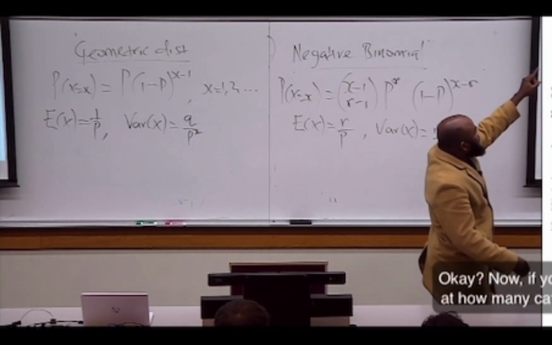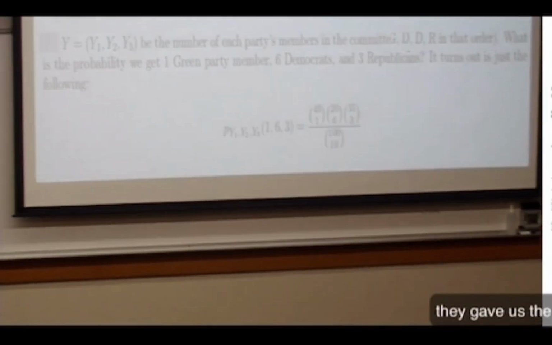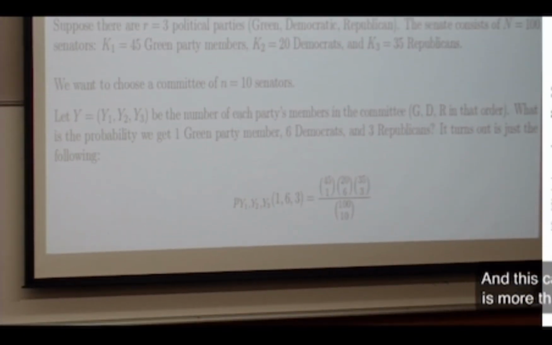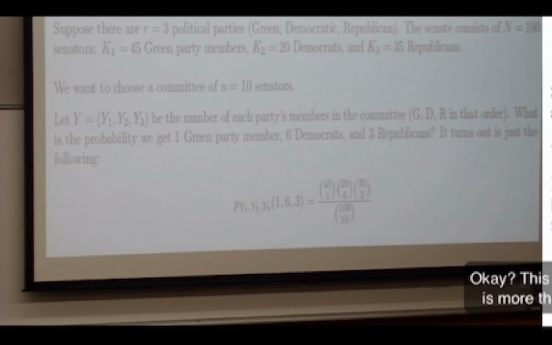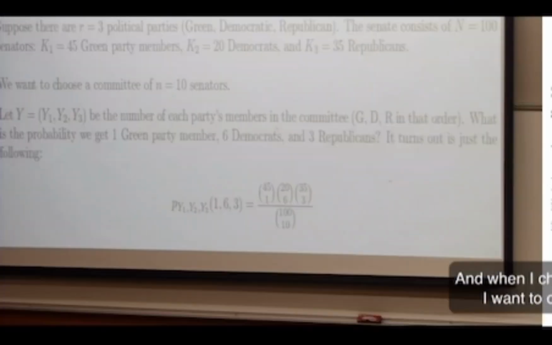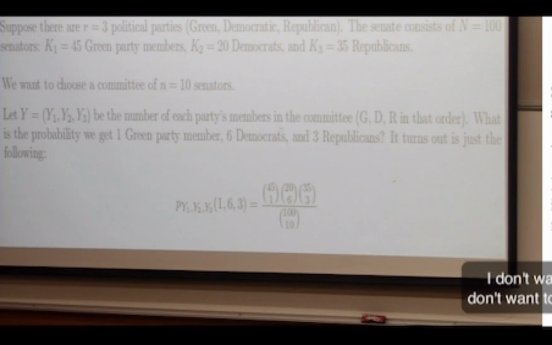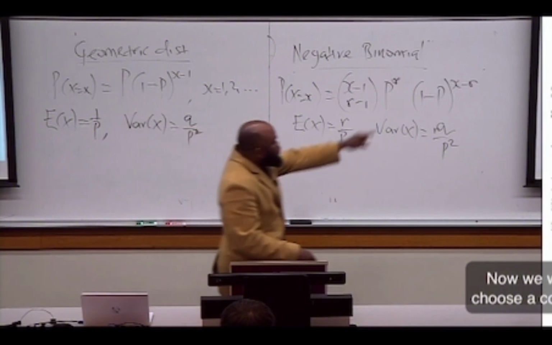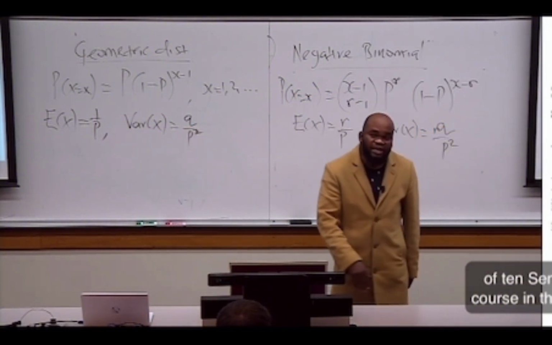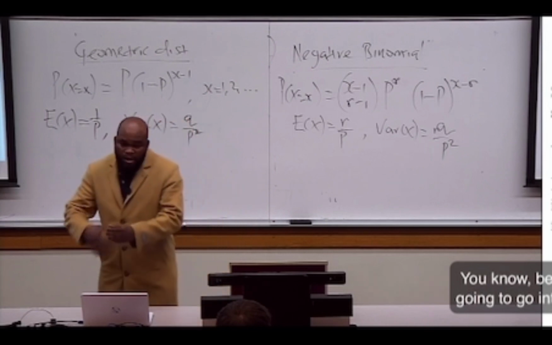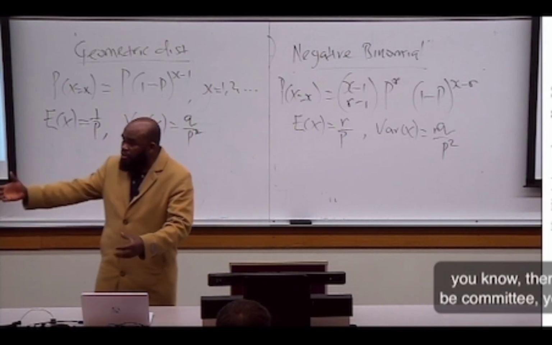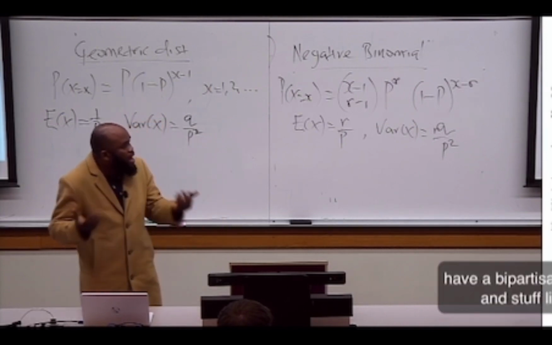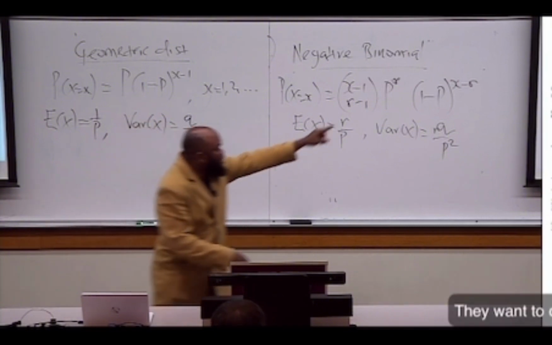Okay, now if you take a look at how many categories, now they gave us the knowledge of what we are expecting in each category, and this category is more than 2. Okay, this category is more than 2. And when I choose here, I don't want to replace. I want to sample without replacement. Now, we want to choose a committee of N equal to 10 senators. Of course, in the House, you know, before a bill is going to go onto the floor, there's going to be a committee that will look into that. You get what I mean? And at times they could have a bipartisan committee and stuff like that. They want to choose 10.